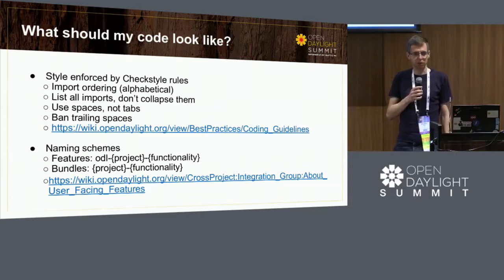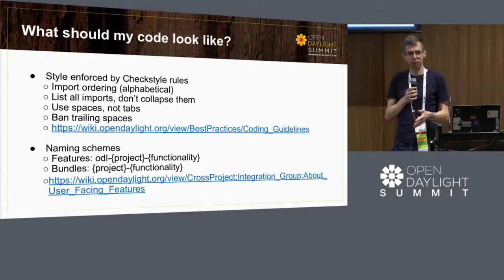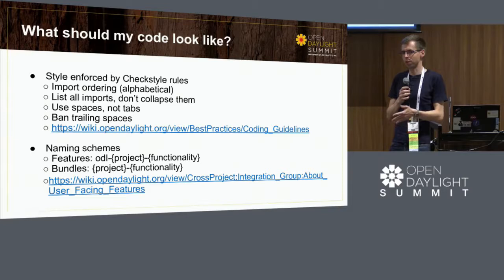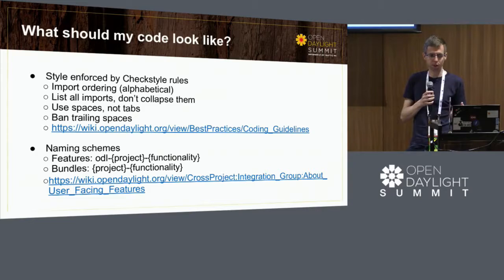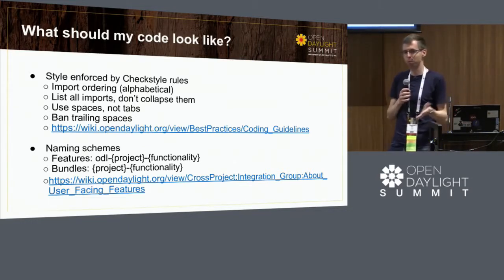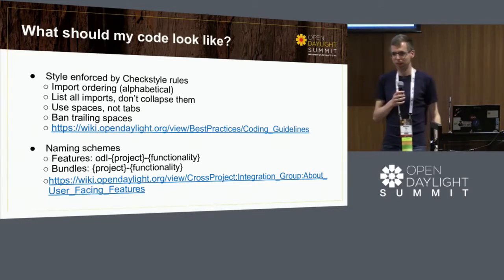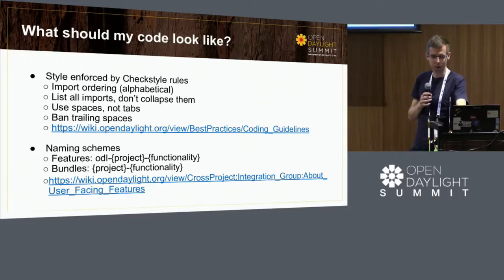Another rule we've got is for naming schemes. So this is not in Java, but in the OSGi world. You name your features ODL-project-functionality. So that's really up to you, how you name your functionalities and also how you split things up. And then your bundles inside your features, you call them project-functionality. And if OSGi isn't familiar to you, that won't mean all that much, but you can read up. You can read about it on the wiki page there, and talk to us as well.